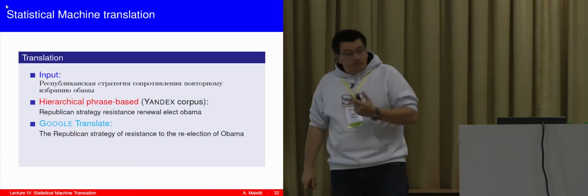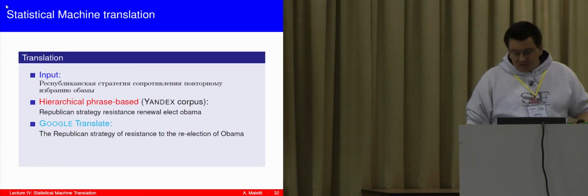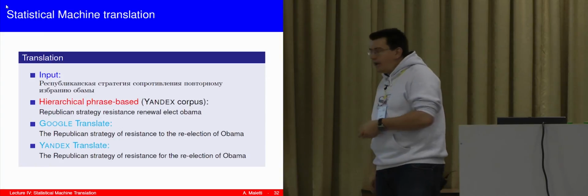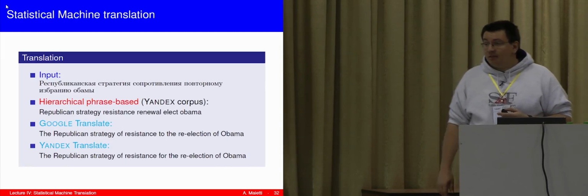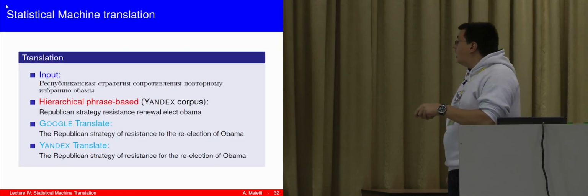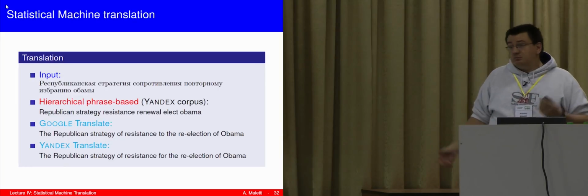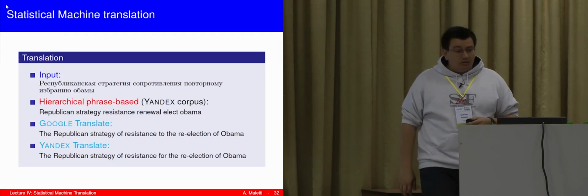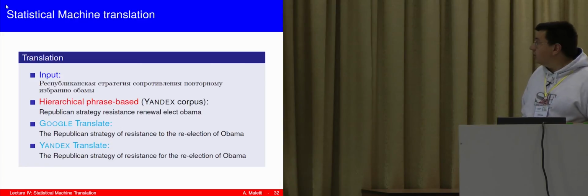If you use some competitors, this is Google Translate: the Republican strategy of resistance to the re-election of Obama. This is certainly better. Yandex, I don't actually know whether they have the same base technology. They use the same models. And also the interface looks surprisingly similar. But Republican strategy of resistance for the election of Obama. That's the only difference. So you probably would guess that they've been trained on very similar resources. Maybe they used actually almost the same.